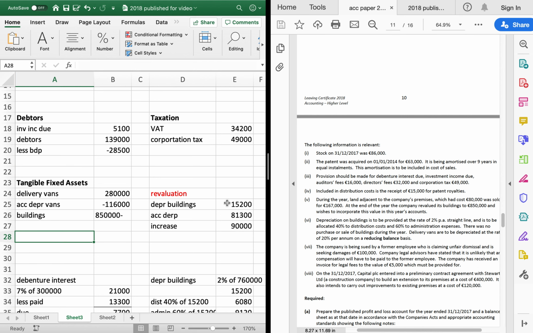So just very important, the depreciation of buildings doesn't go into tangible as a minus, because buildings are being revalued to the 850.